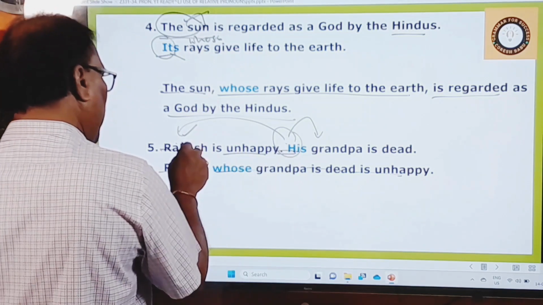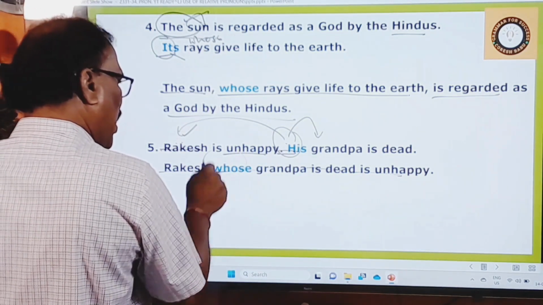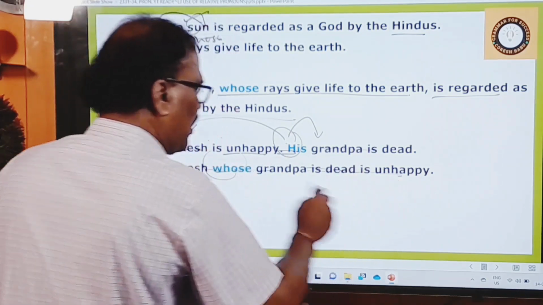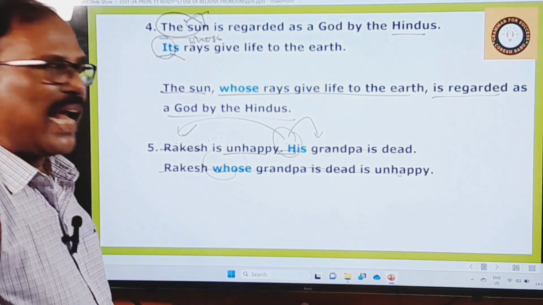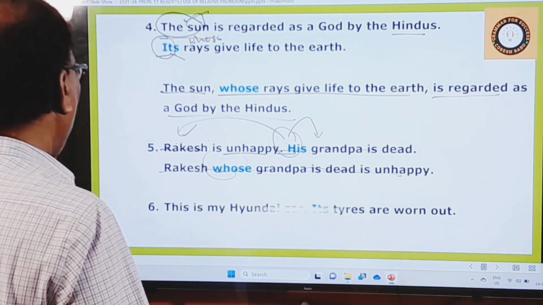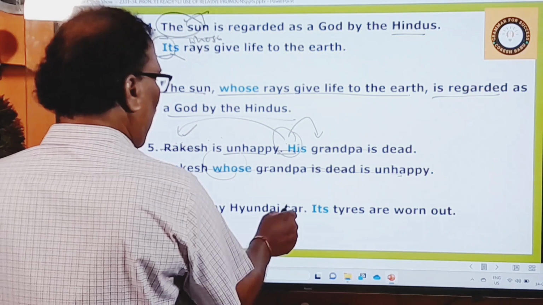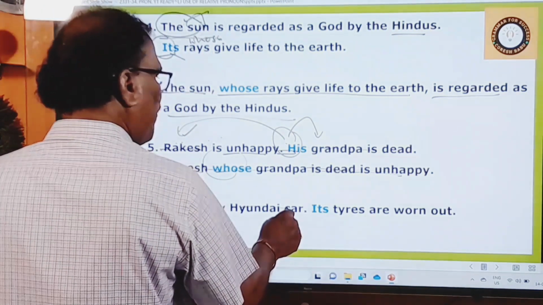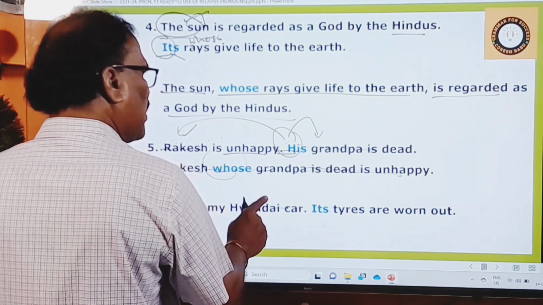So this is referring to this. Therefore, here you have to use whose, and the remaining sentence of the first sentence should be written after it: Rakesh, whose grandpa is dead, is unhappy. It's like that. And the last example is given here. This is my Hyundai car. Its tires are worn out. Its tires, because in a Hyundai car, the tires, no, it's a thing. It comes under a thing.